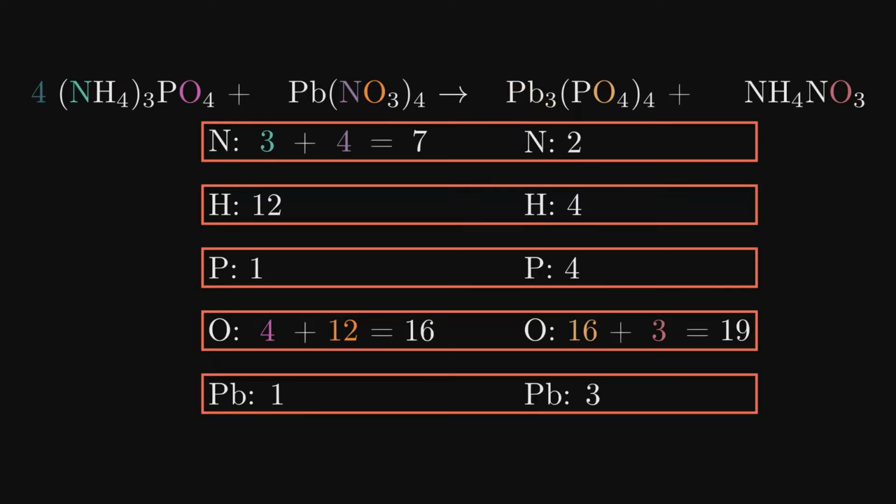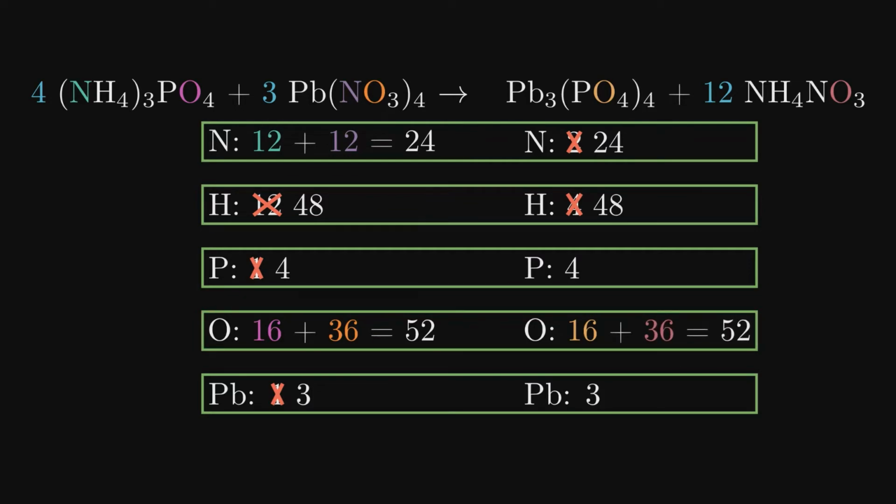Starting like before, I will put a 4 in front of the first compound. Nitrogen count increases from 7 to 16, hydrogen quadruples to 48, and phosphorus becomes 4, which makes it the first element balanced, and the oxygen total is now 28. Adding the 3 in front of the lead nitrate triples the amount of lead to 3, which is now balanced. Nitrogen increases again and now totals 24, and oxygen increases to a new total of 52. All that's left is to add a 12 in front of the ammonium nitrate. The nitrogen becomes 24, hydrogen 48, and oxygen 52, which means we have finally balanced this equation.